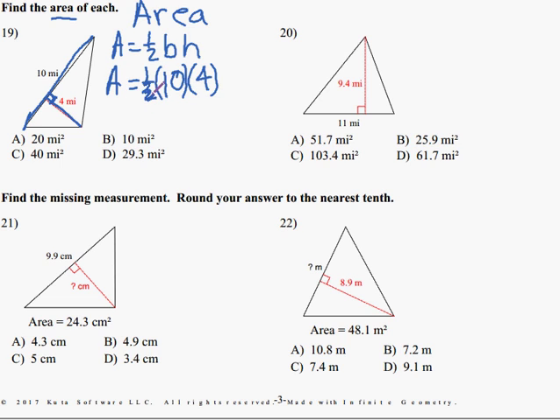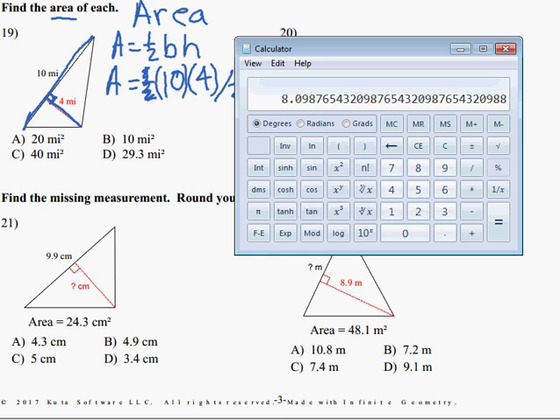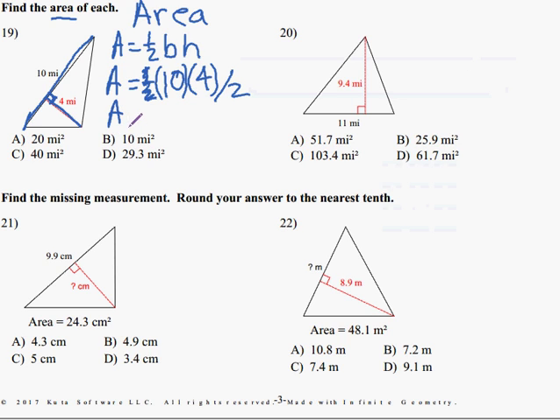So actually, I'm going to do that. If it makes more sense to you, you can do that. So 10 times 4 divided by 2. Equals 20. Do problem number 20 now. And then we'll go to the next video.